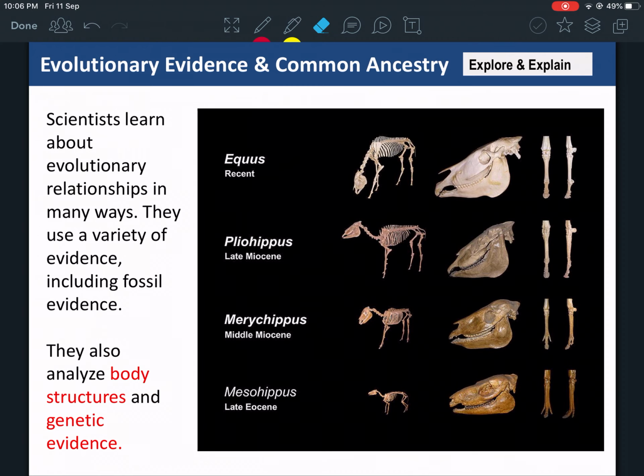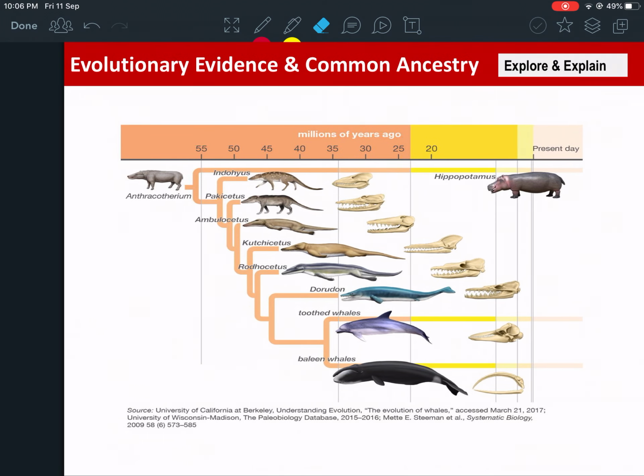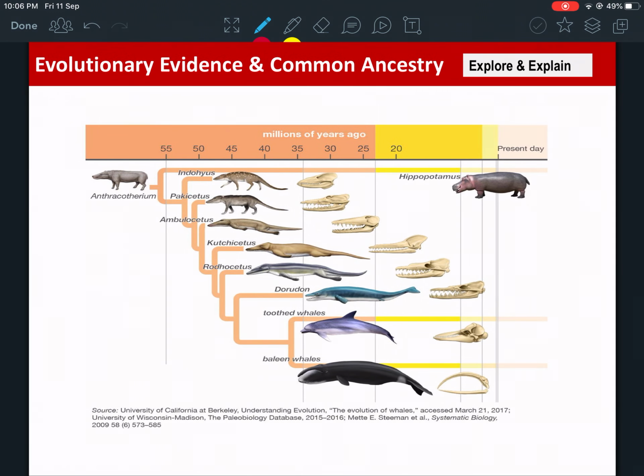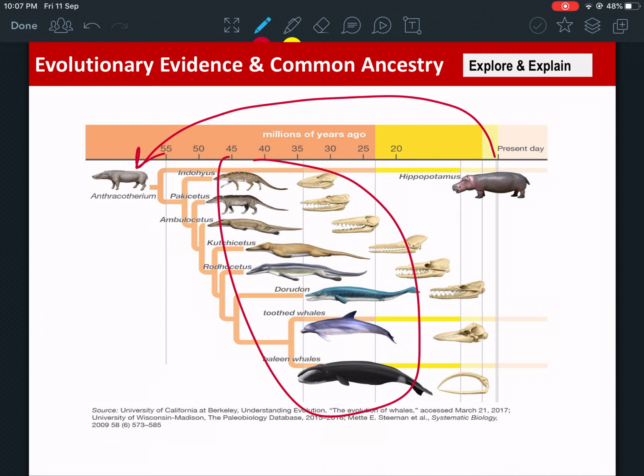Scientists believe that all these animals, whales, and this is the hippopotamus now, came from this, and then it evolved to these, and it evolved to this one, which lives in the present day. So they believe that animals have evolved from a common ancestor, which is this one. All of these have this common ancestor in common.